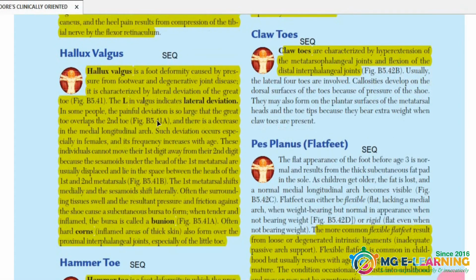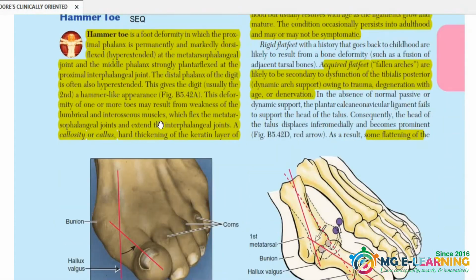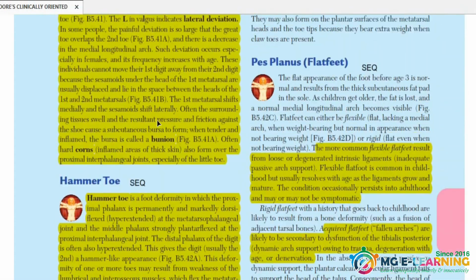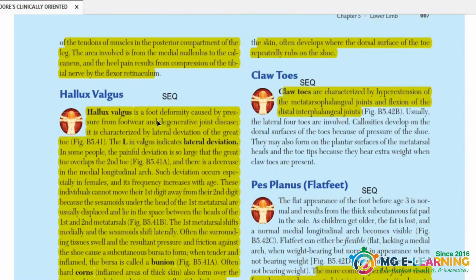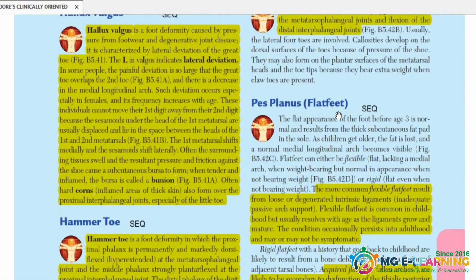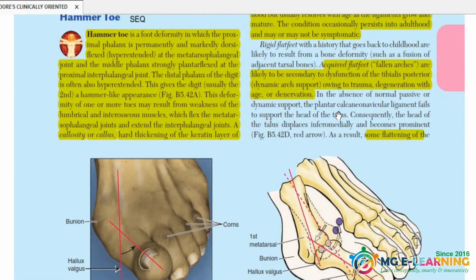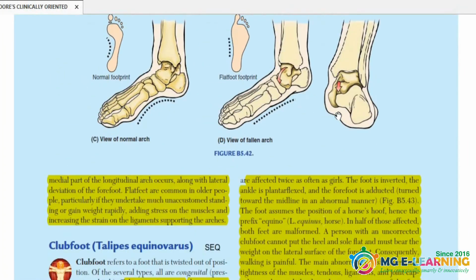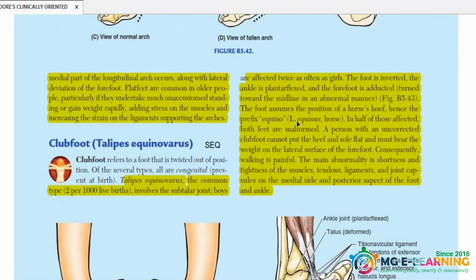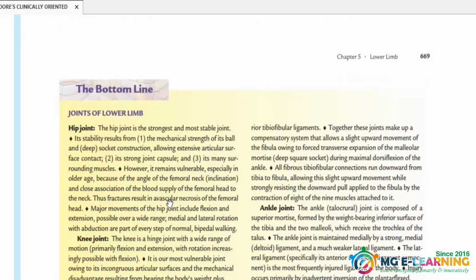Hallux valgus, hammer toe, all are important from the clinical point of view and for CQ. Flatfoot, it is also important from the CQ point of view. Clubfoot, it is very important from the clinical point of view.